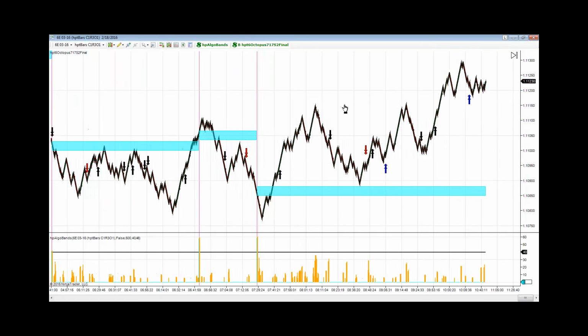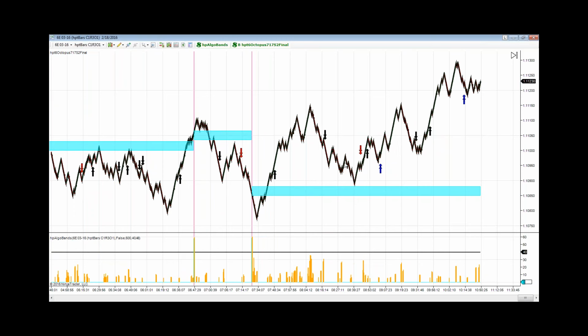The other thing you can do, once you have your long entry through here, if you like to trade multiple entries in the same direction, because we're above the algo band, would be to take the blue entry. Any questions on that? And again, the signals are going to depend on where your algo bands are.